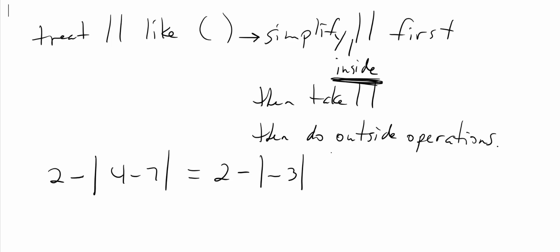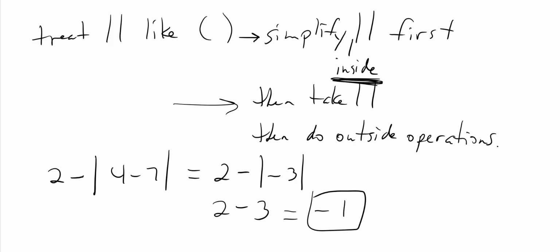All right, now take the absolute value. So it's 2 minus, and the absolute value of negative 3 is just 3. So that's what you get. Then do outside operations. So now it's 2 minus 3. So my answer for this one is negative 1. Okay? It's not too bad.